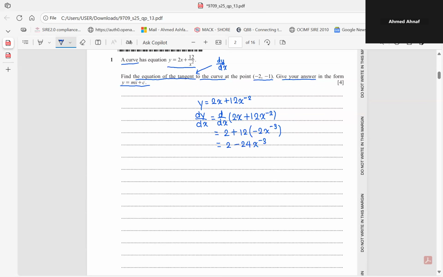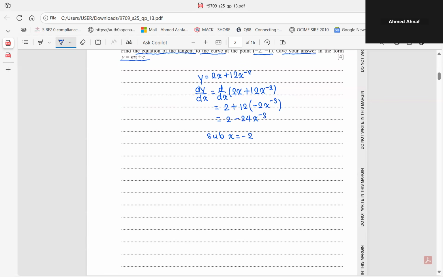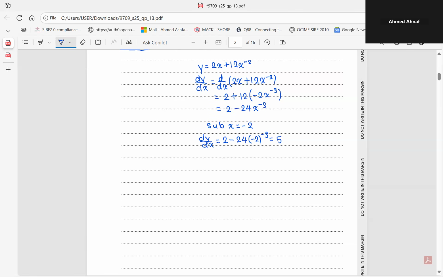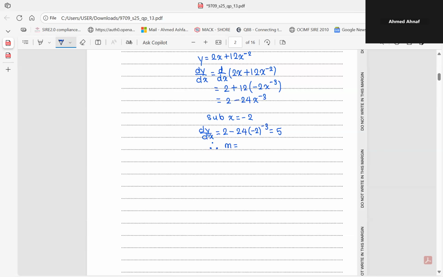Now we're going to have to substitute the point into dy/dx to find the gradient. So we're going to sub in x equals negative 2. Hence, this would give us dy/dx equals 2 minus 24 times negative 2 to the power of negative 3. Just type this into your calculator and you would get 5. So hence, m is equal to 5, and we can write y equals 5x plus c.